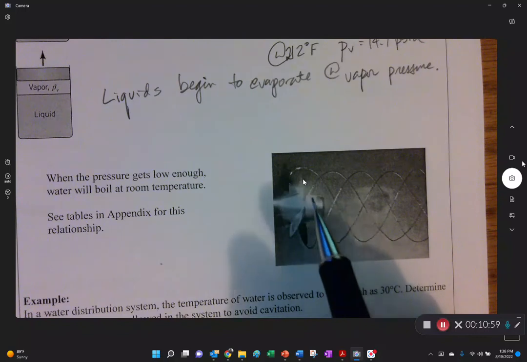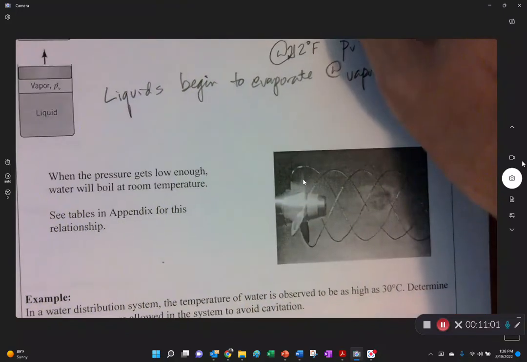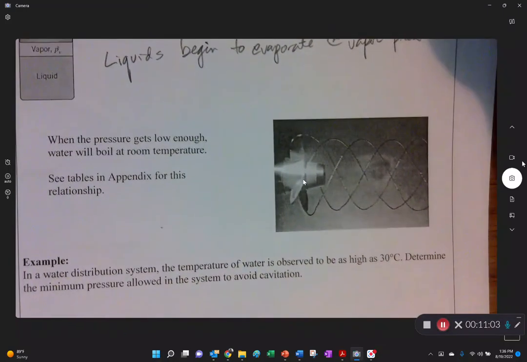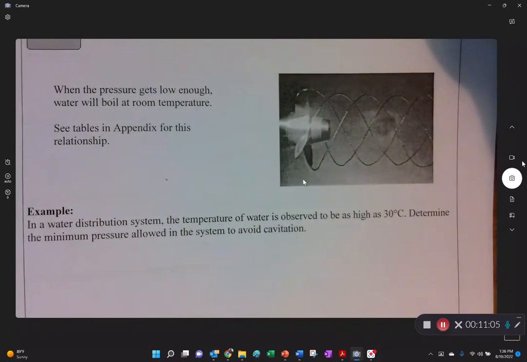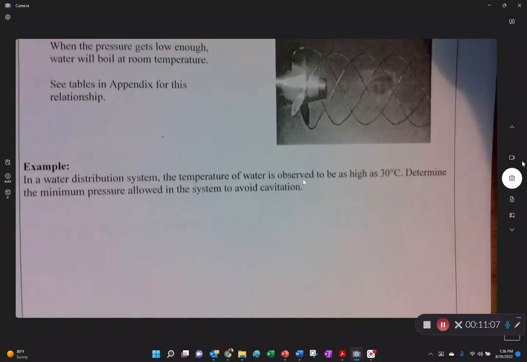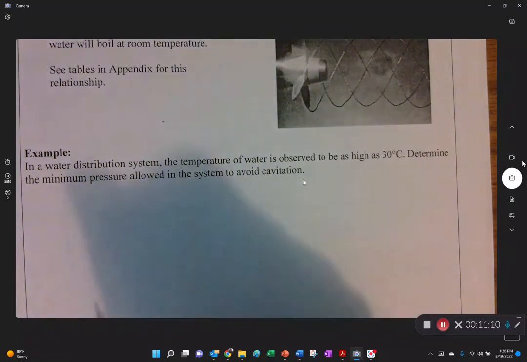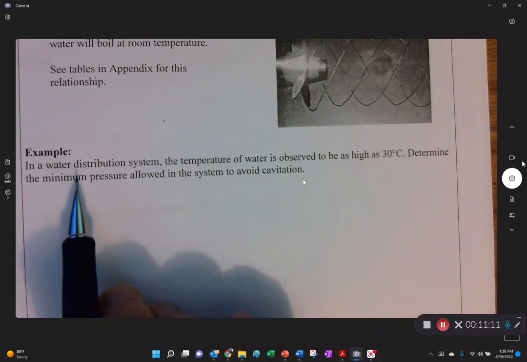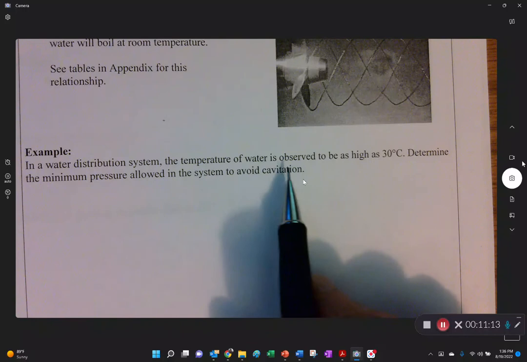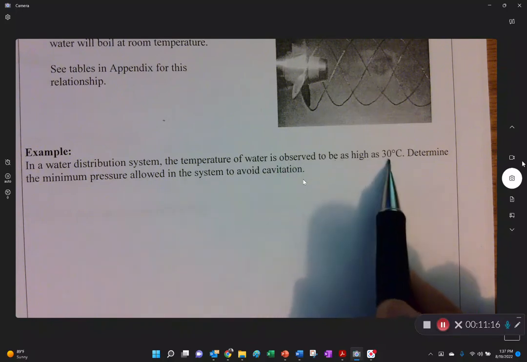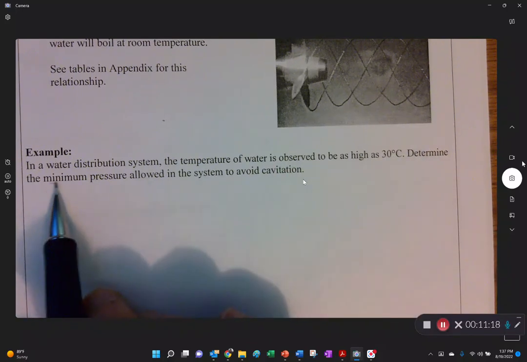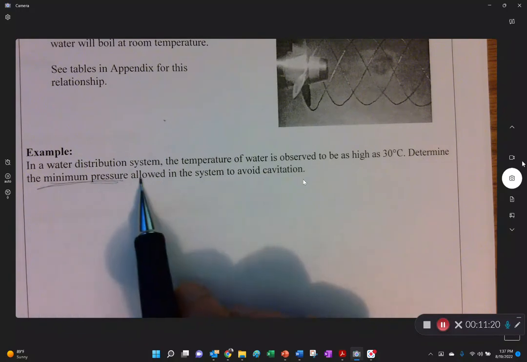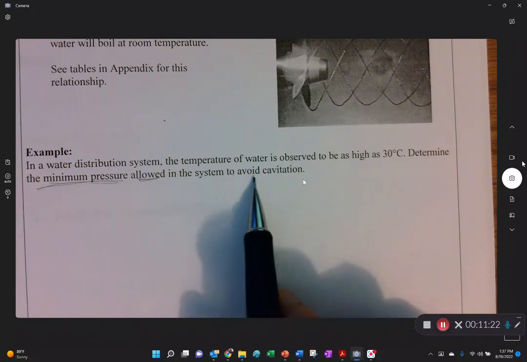A process, because it expands quickly, the density increases dramatically when it jumps from the liquid phase to the gas phase. So here is a brief example. Say in a water distribution system, the temperature of the water is observed to be as high as 30 degrees Celsius. Determine the minimum pressure allowed in the system to avoid cavitation.